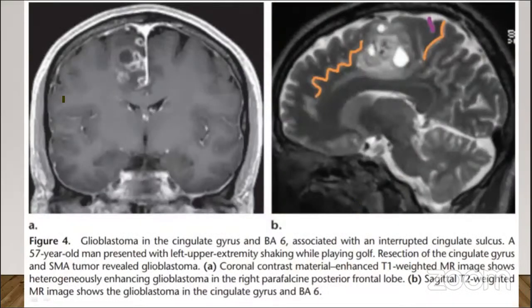So again, this case I'm sharing because this has got a lesion on the medial surface and also just abutting the midline. So just close to the midline, we've got this lesion. You can appreciate the cingulate sulcus over here that has been interrupted by this lesion. So this is the anterior portion of the cingulate sulcus. This is the posterior continuation. That is the pars marginalis portion.